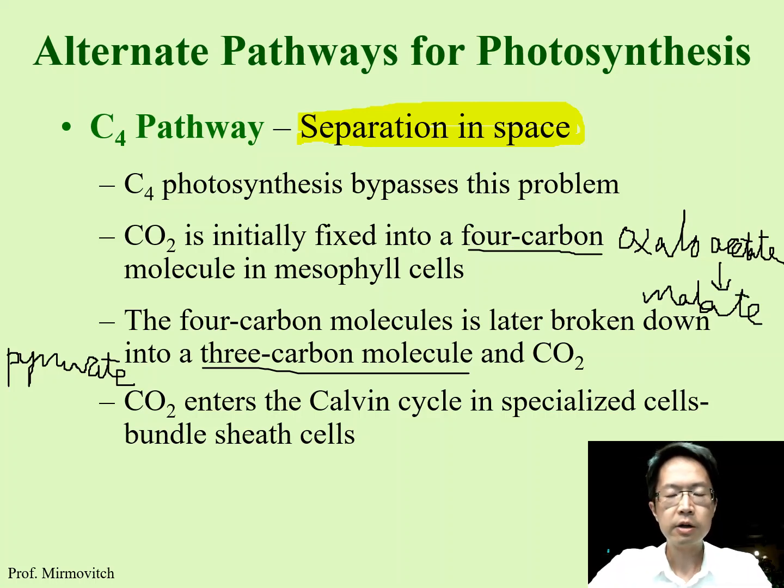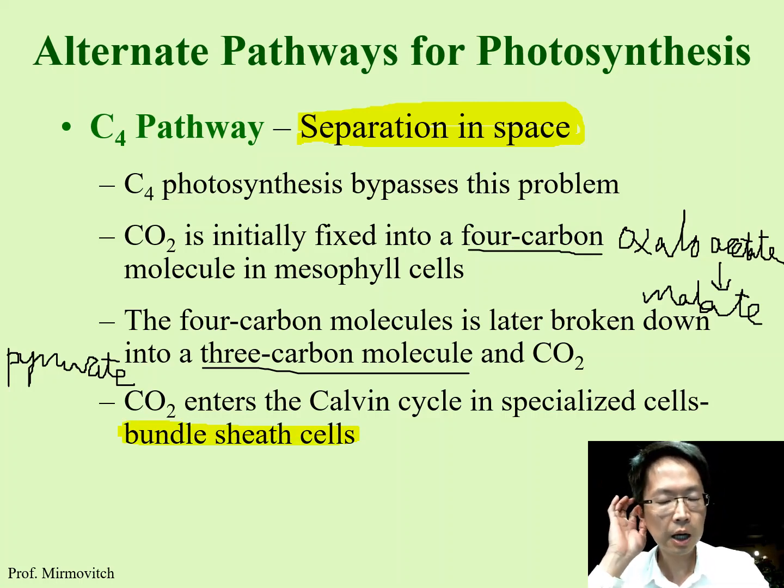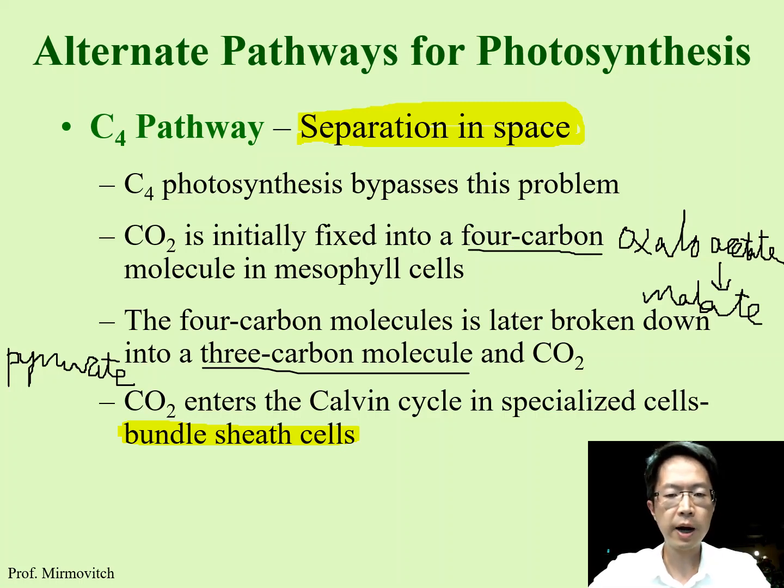Then malate will carry this carbon dioxide to something called bundle sheath cells. When malate carries the carbon dioxide into the bundle sheath cell, the carbon dioxide will start the Calvin cycle inside the bundle sheath cell, and then malate will become pyruvate, and then pyruvate will leave the bundle sheath cell to regenerate the binding molecule for the carbon dioxide.